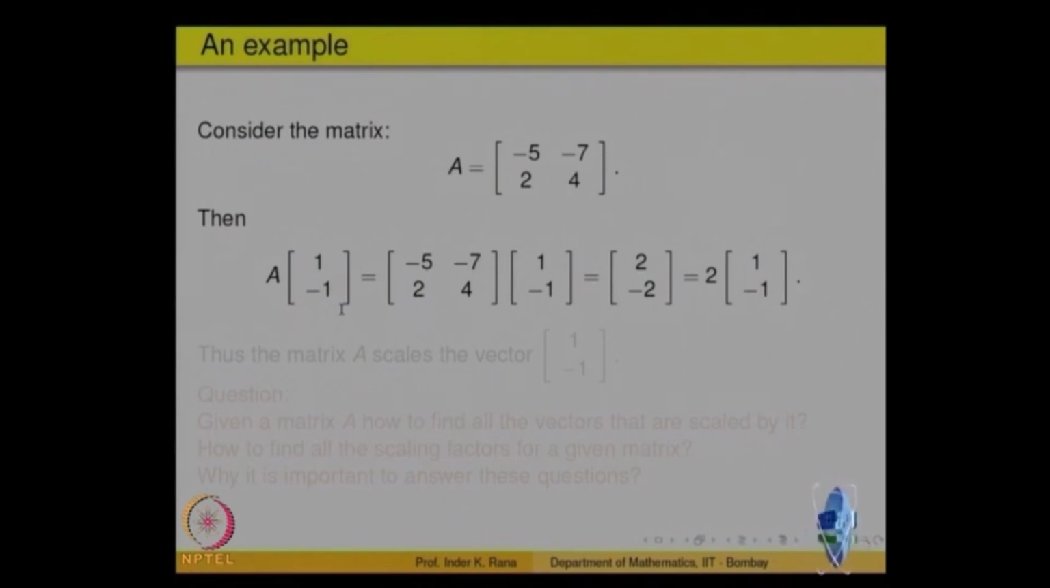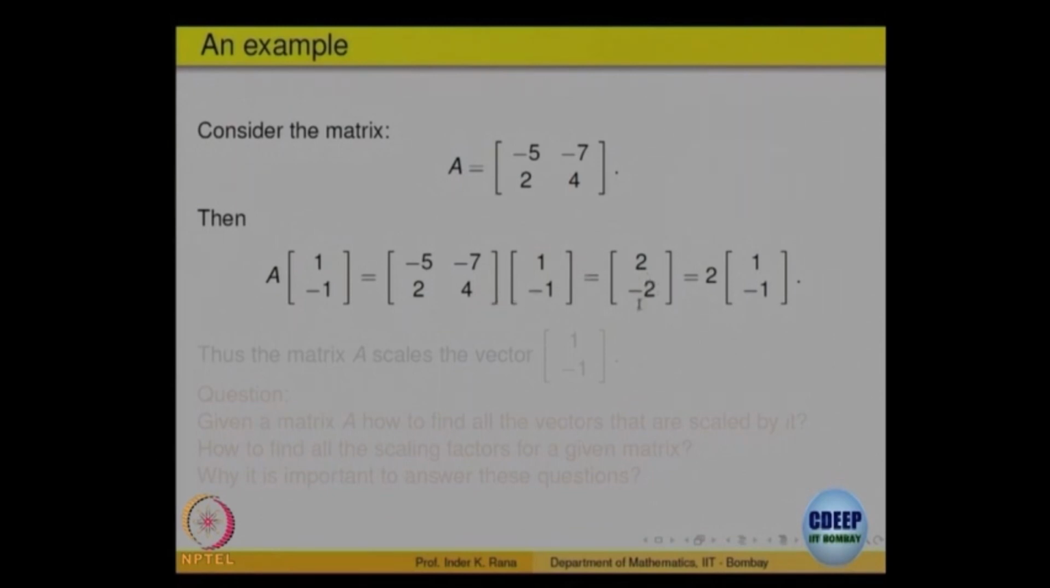Why have I chosen 1, minus 1? I will come to that a bit later. I will tell you why I chose this special matrix and this special vector, but for the time being let us just compute this product. So A is this, and this vector is 1, minus 1. What is the product? Minus 5 times 1, plus 2 times minus 1... Minus 5 plus 7, that is 2, and similarly the other one is minus 2.